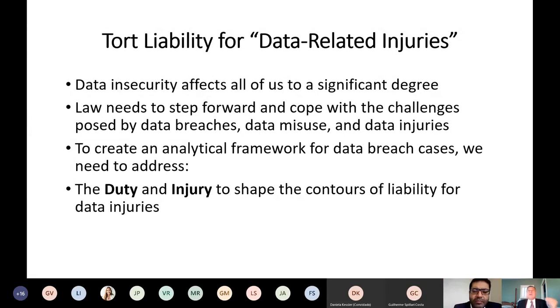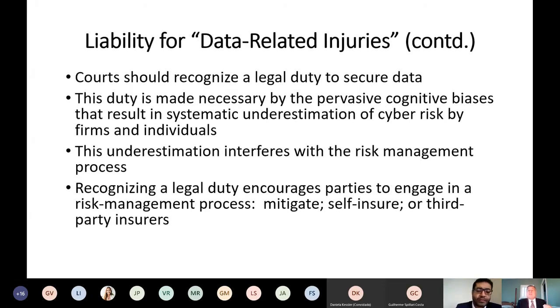You're seeing one or two decisions that seem to allow people to sue a company if they don't protect the data carefully. I have an article on this called Liability for Data Injuries that you're welcome to look at on the Social Science Research Network. But the point here is this. Is there a legal duty to protect data, to secure data?